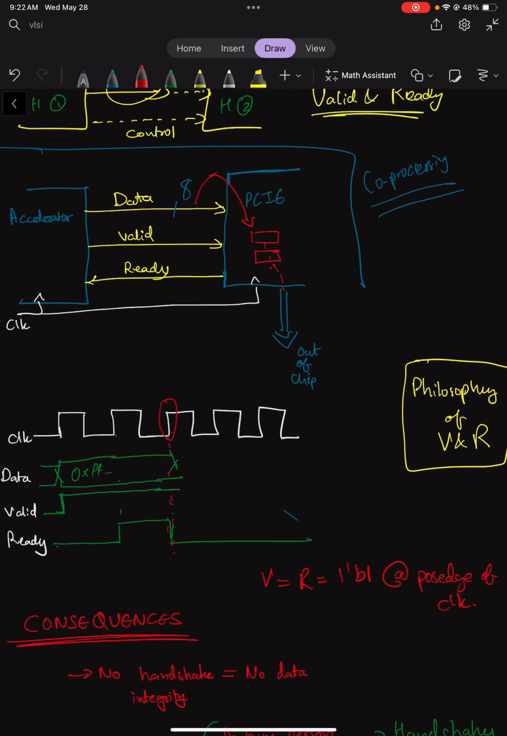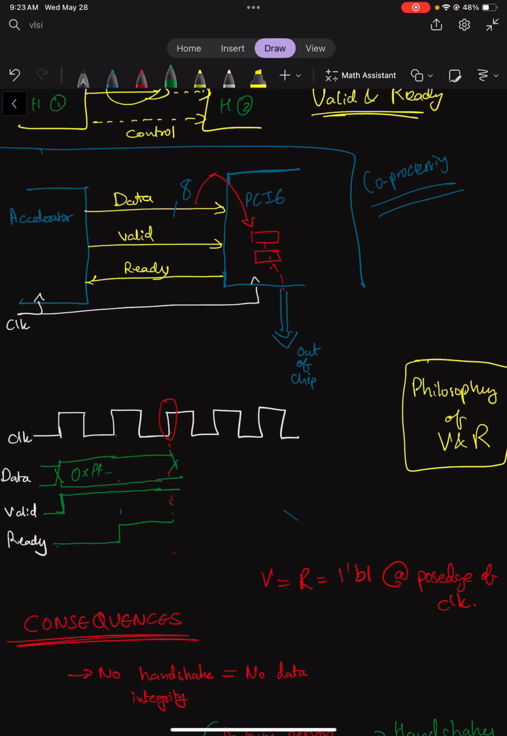As I mentioned earlier, valid is like a qualifier for your data, which is telling that the data is valid and you can sample this data. So the accelerator is telling PCIe that it's valid data and PCIe can actually sample that data and take it out. Now, what is this ready that the PCIe tells the accelerator? The ready is essentially PCIe's way of telling that, hey, I am ready to accept your data and do whatever I want with it.